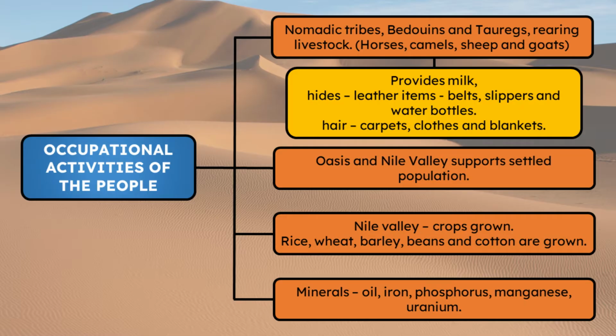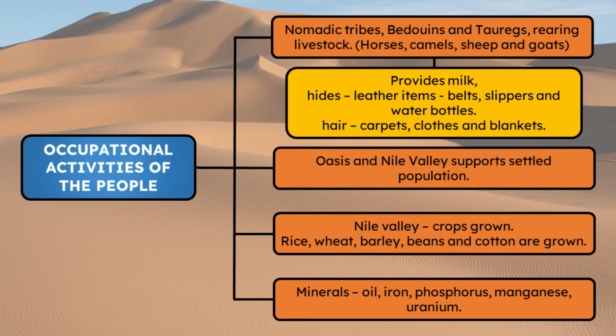There is also a population of the Sahara Desert which has settled near oases and the Nile Valley, because the geographical conditions near these places are very good for settlement. And near the Nile Valley, crops are grown. And these are the crops that are grown: rice, wheat, barley, beans, and cotton. And Egyptian cotton is a very popular cotton. Further, minerals such as oil, iron, phosphorus, manganese, and uranium are found there.